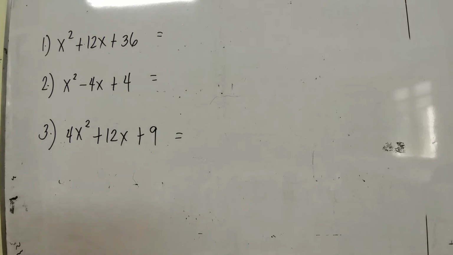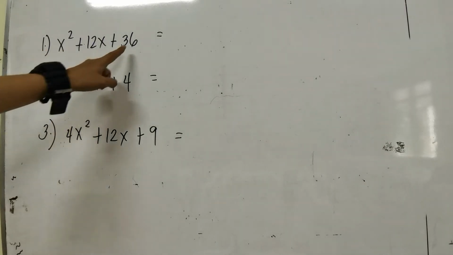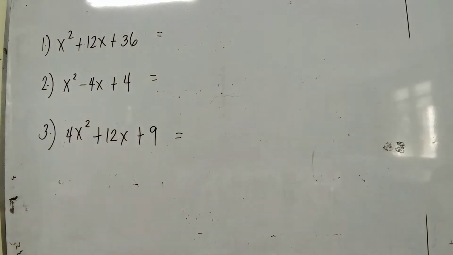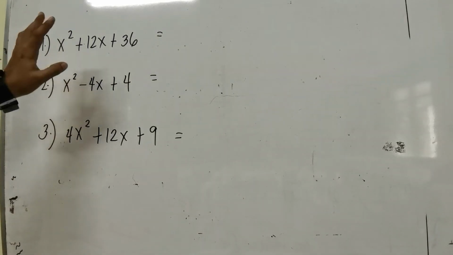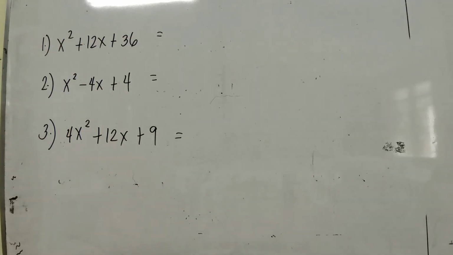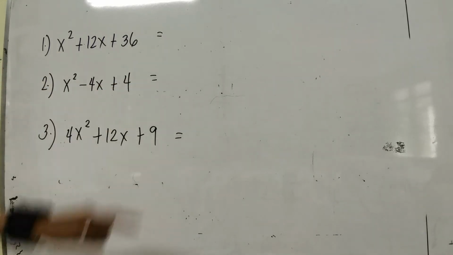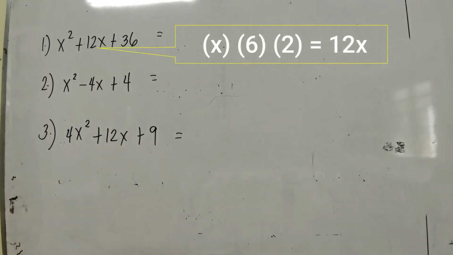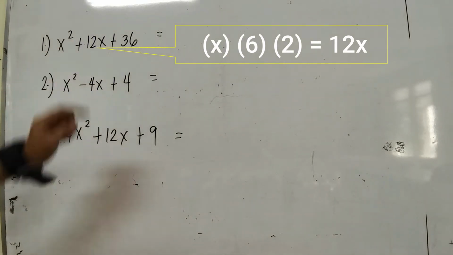For the first example, we have x squared plus 12x plus 36. So, for number 1, x squared, meron tayong square root niyan. 36, perfect square din yan. Next, positive 12x. So, siya ba ay product or twice ng product ng square root ng first and the last term? So, tingnan natin. Square root of x squared is x and square root of 36 is 6. So, x times 6, we have 6x. Then, twice mo yon or multiply mo siya sa 2. 6x times 2, we have 12x.